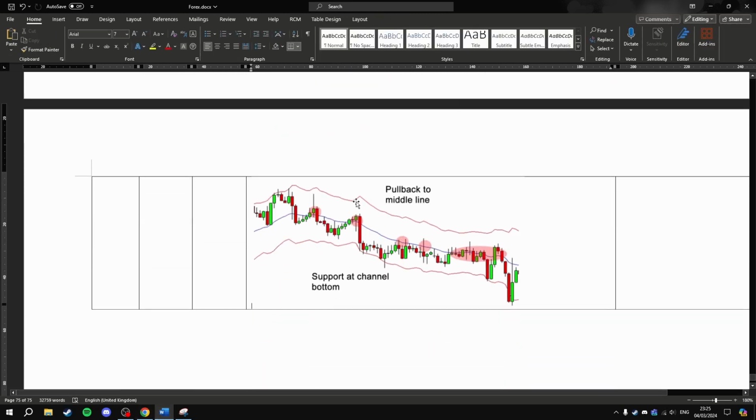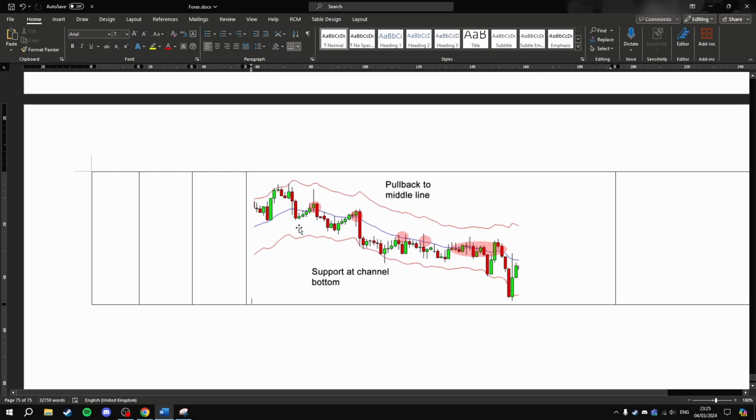Wait, so they call it pullback to the middle line. Pullback as in it goes back up to the middle. Oh right, okay, I see. So I'm assuming before here there's no trend, so it goes like that. And then if there's a downtrend, it goes here, here, here, pulls back to the middle line. So it keeps pulling back to the middle line. So like here, and then here. Yeah, okay.